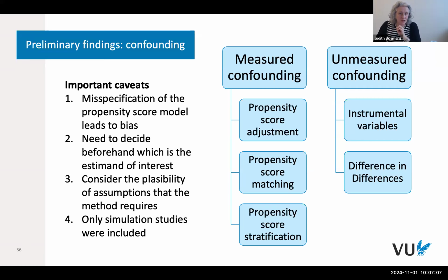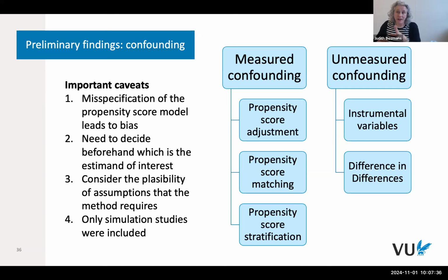When you use propensity score methods, it's very important that the propensity score model that you use, so the model you use to estimate the propensity scores, is properly specified. Because if you misspecify that model, then your outcomes are very heavily biased, and it can be disastrous if you misspecify your propensity score model.